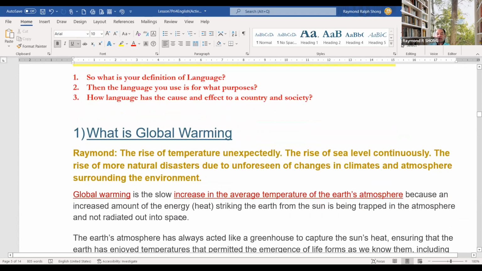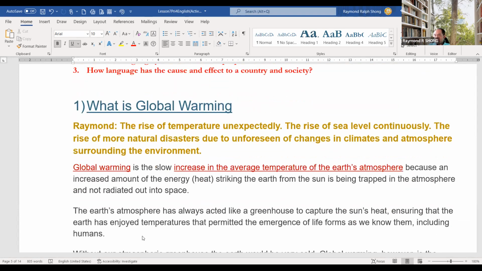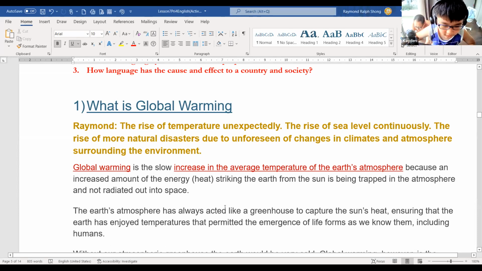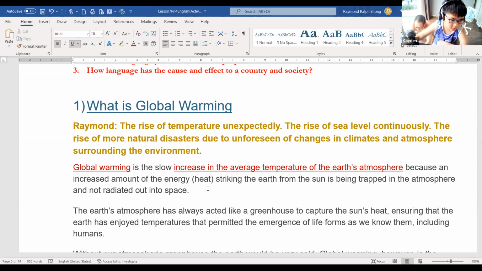And what is global warming? Okay, what is the meaning of global warming? Kaden, what is global warming? Come, let's pay attention to the class, please. Kaden? Global warming is the slow increase in the average temperature of the Earth. Read this one, Raymond. The rise of temperature unexpectedly, the rise of sea level continuously, the rise of more natural disasters due to unforeseen changes in climate and atmosphere surrounding the environment.